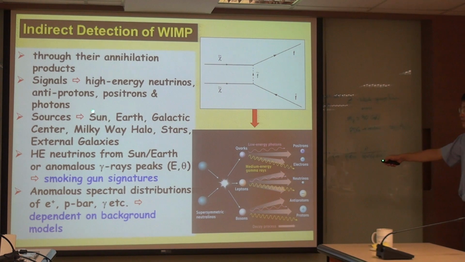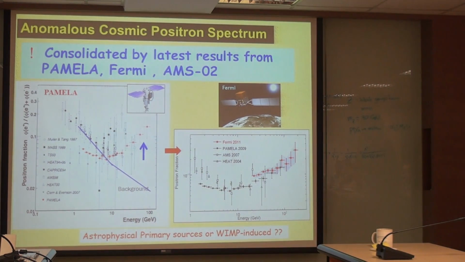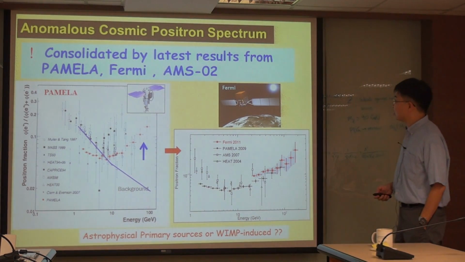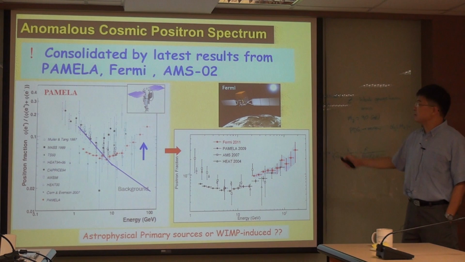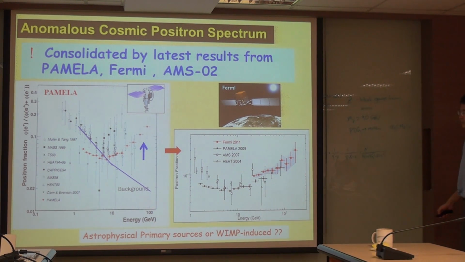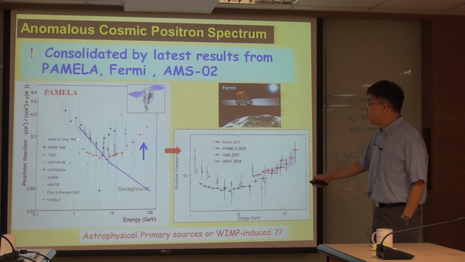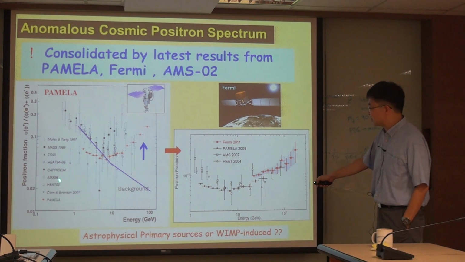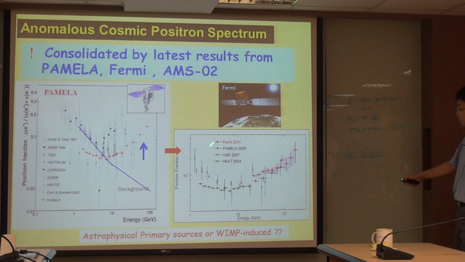Experimentalists look at the sun, look at Earth, the galactic center, halo, stars, and everywhere to look for scenarios like this. And among the various projects, I pick up a few that are in the news. So we have an enormous cosmic positron spectrum, starting from earlier experiments like HEAT, and then PAMELA, and then recently the Fermi, and then AMS.